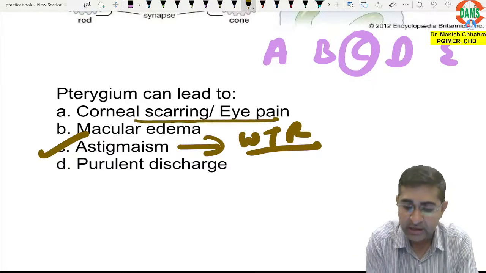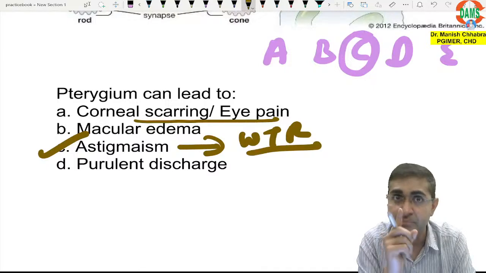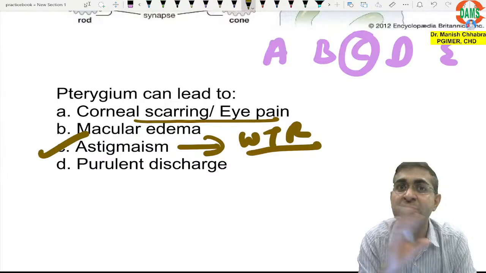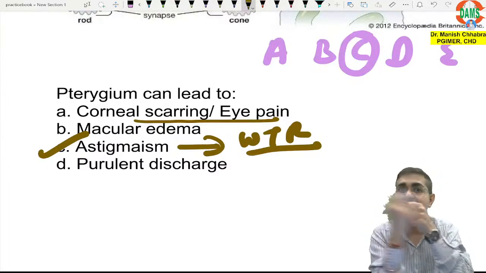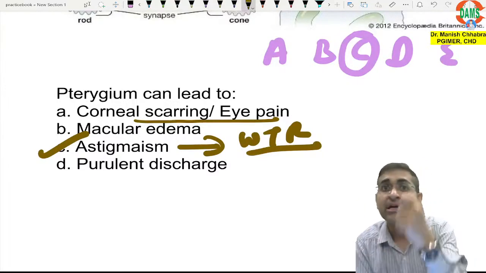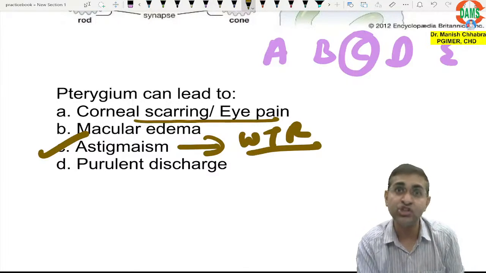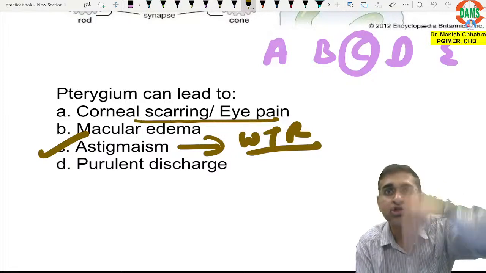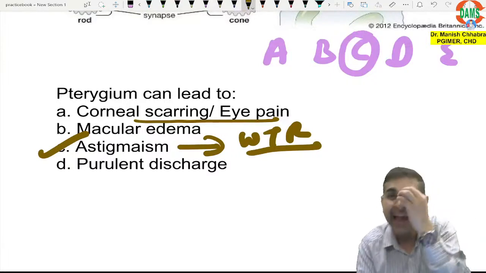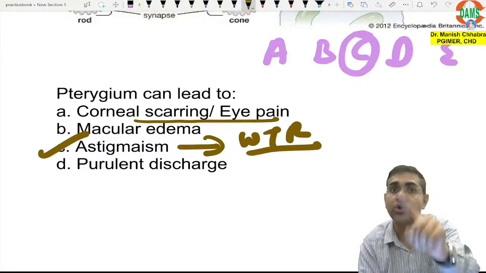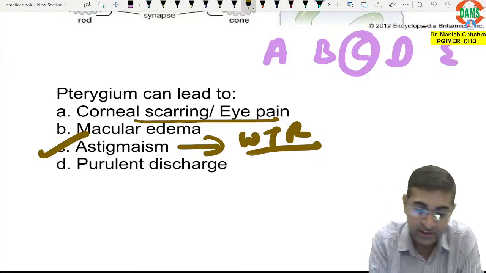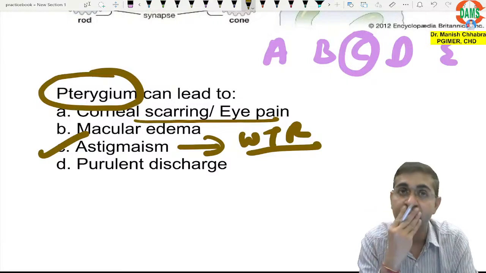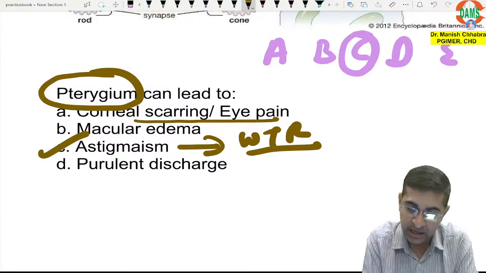Corneal scarring or eye pain. Guys, please note, pterygium itself cannot cause corneal scarring, but when you operate on the patient, you will do the excision of the pterygium. Then if it is going deep into the stroma, you will remove it. At that area, it can cause corneal scarring, but that is post-operatively. Here, they have just asked what pterygium can lead to. So this cannot be the answer.